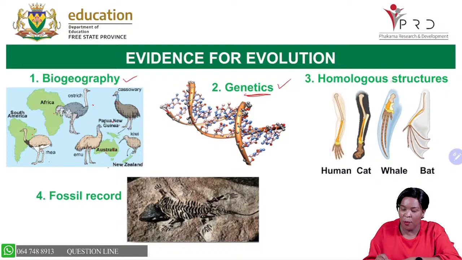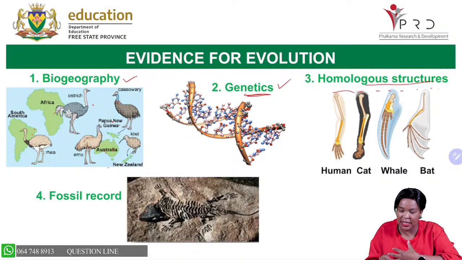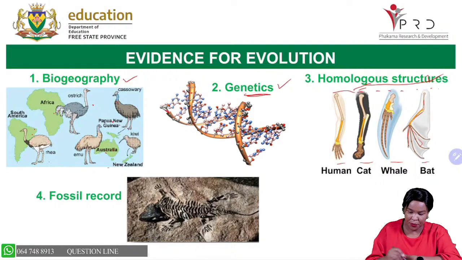Then homologous structures. Scientists can also use structures that may look alike or that may have a certain plan, like the arrangement of bones, to show that these are more related. They may have different functions, however, the plan shows that they may have arisen from a common ancestor. So scientists can also use homologous structures as evidence for evolution.